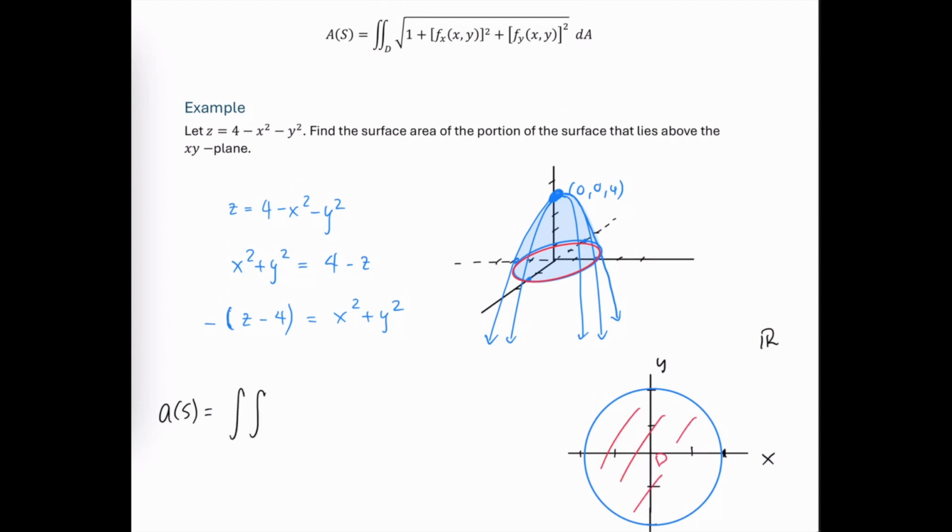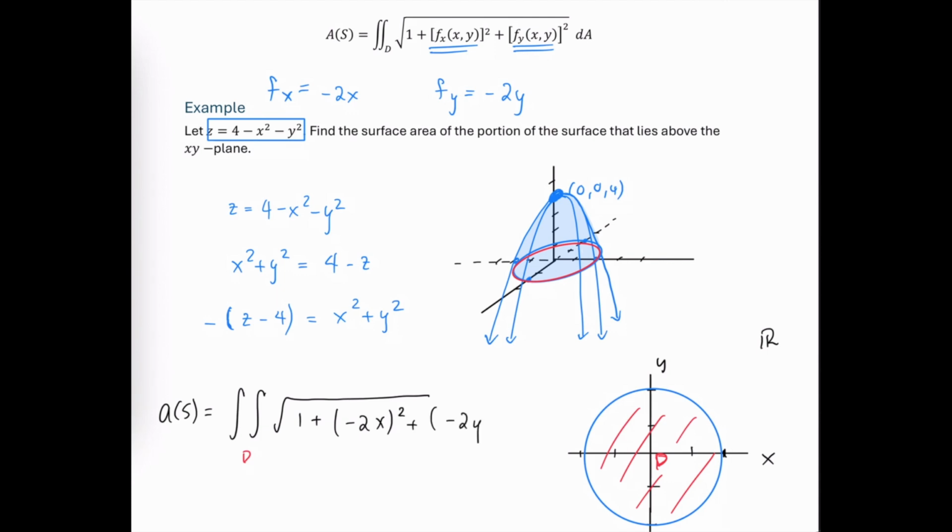So this is our domain region D in the xy plane, and we'll be integrating over D. We do need to find the first partial with respect to x and the first partial with respect to y in order to build our integrand. So let's go ahead and find that. The first partial with respect to x is the partial derivative of our z function with respect to x, which is just negative 2x. The first partial with respect to y is similarly going to be negative 2y, and therefore our integrand is going to be the square root of 1 plus the first partial with respect to x, negative 2x, quantity squared, plus the first partial with respect to y, negative 2y, quantity squared. And for right now, we'll just say dA because we haven't yet decided our limits of integration.